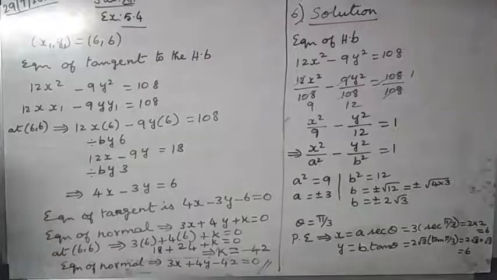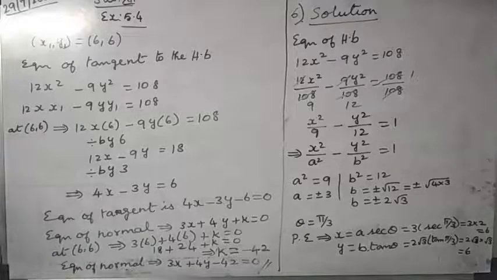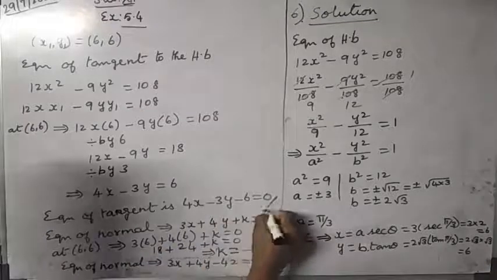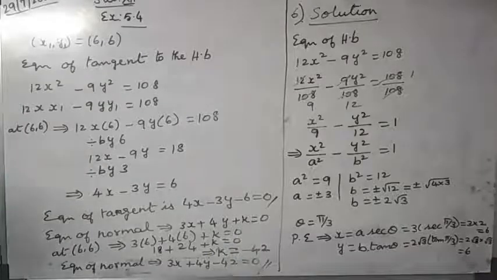See your book answer, it is given minus 12, that is wrong. So 3x plus 4y minus 42 equal to 0 is the correct answer. So equation of tangent is this one and equation of normal is this one. You take it as a result and write separately. And in the example problem also one problem is given like that. Either you can follow the book method or you can follow this method. Now let us go to question number 7.